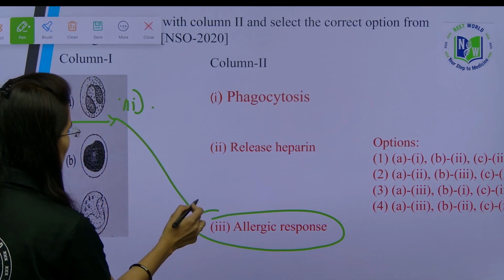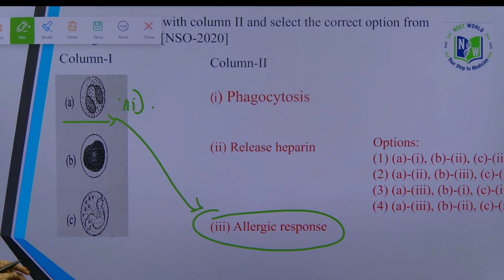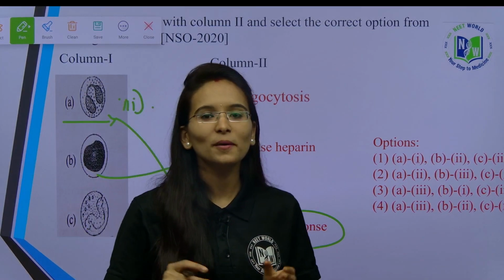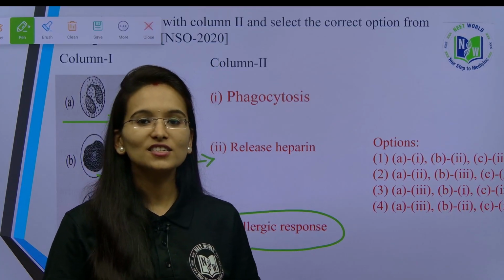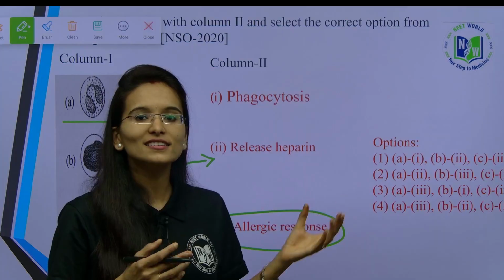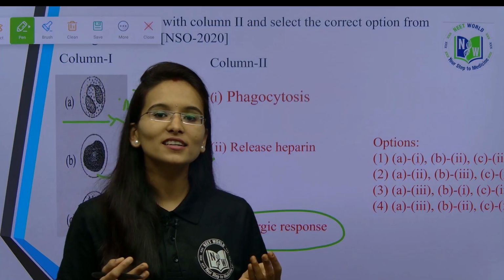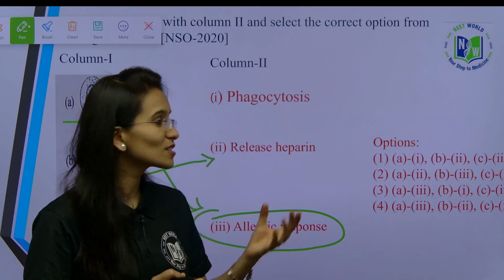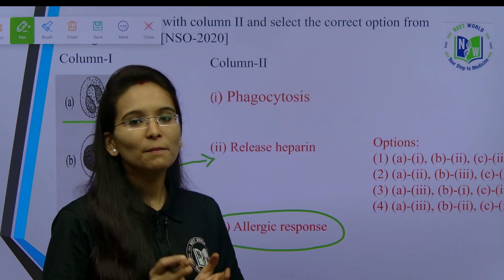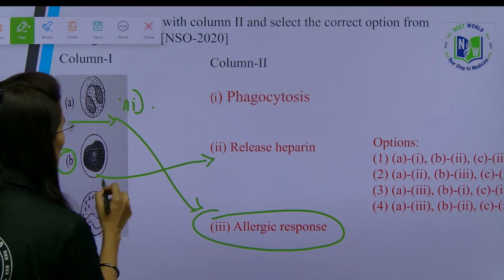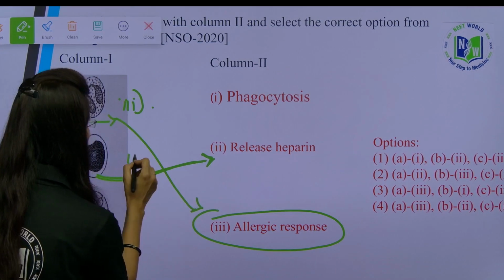Okay, yes. And next one, what is basophil? Basophils release heparin. What is heparin? Heparin is anticoagulant in nature, which is going to prevent blood clots, and next it is going to release histamine. Okay, histamine is going to cause inflammation. Instead of spreading the disease, it causes inflammation of the blood vessels. So option B, basophils, is 2.